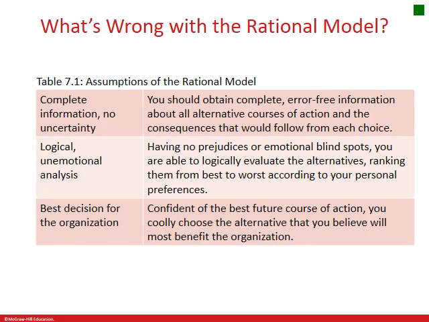When we look at the rational model, we have to think about what may be wrong with it. The rational model is prescriptive. It describes how managers ought to make decisions. It doesn't necessarily describe how managers actually make decisions. Indeed, the rational model makes some highly desirable assumptions: that managers have complete information, that they're able to make unemotional analysis, and that they are able to make the best decision for the organization. We all know that sometimes these assumptions are unrealistic.